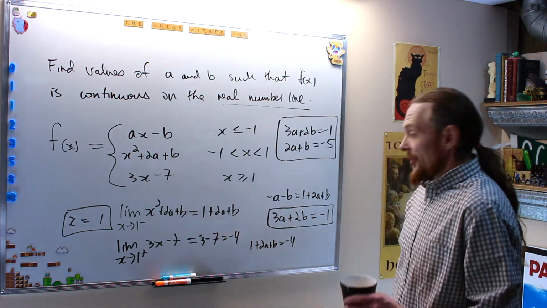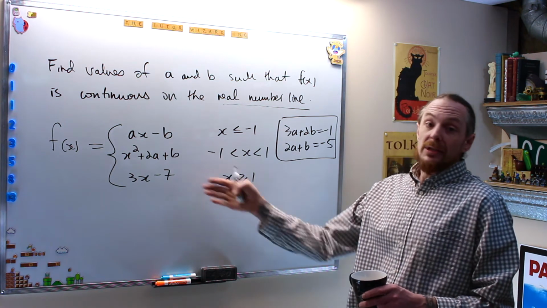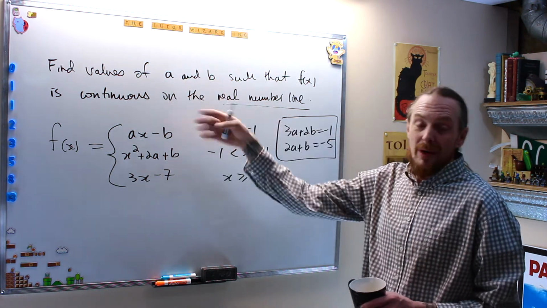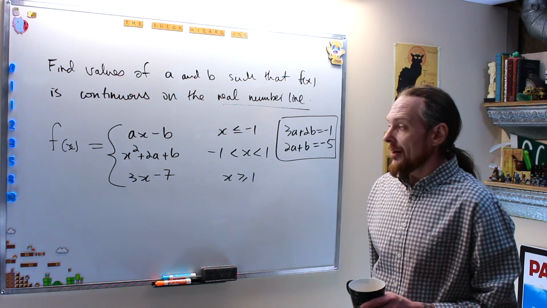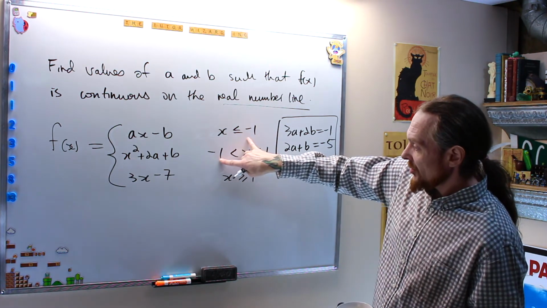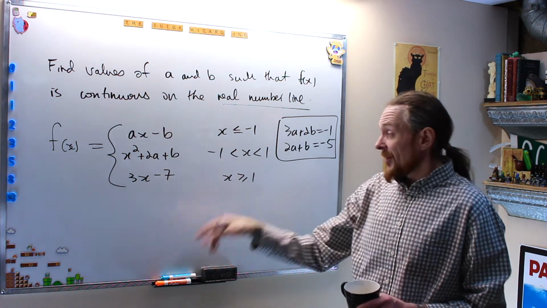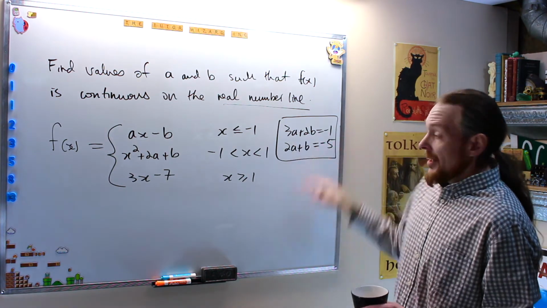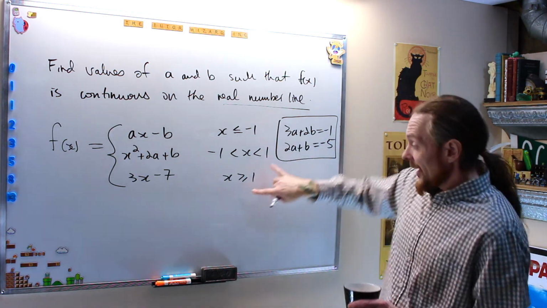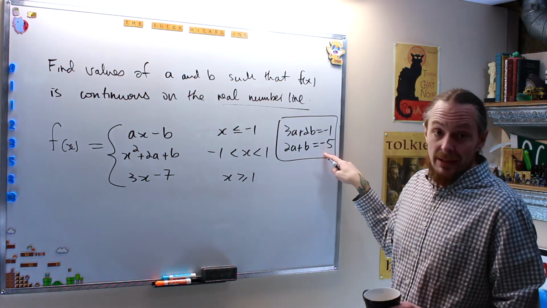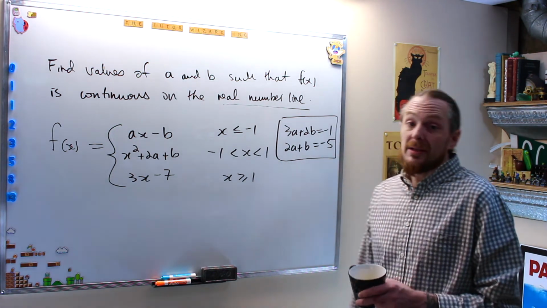So let's recap for a second. Given this function, we wanted to find a and b where we get continuity everywhere. So the two possible troubles are at -1 and 1. We found the left-hand limit and the right-hand limit at -1, and we got this equation. We found the left-hand limit and the right-hand limit at +1, and we got this equation in a and b. Now we're going to switch into linear algebra mode.